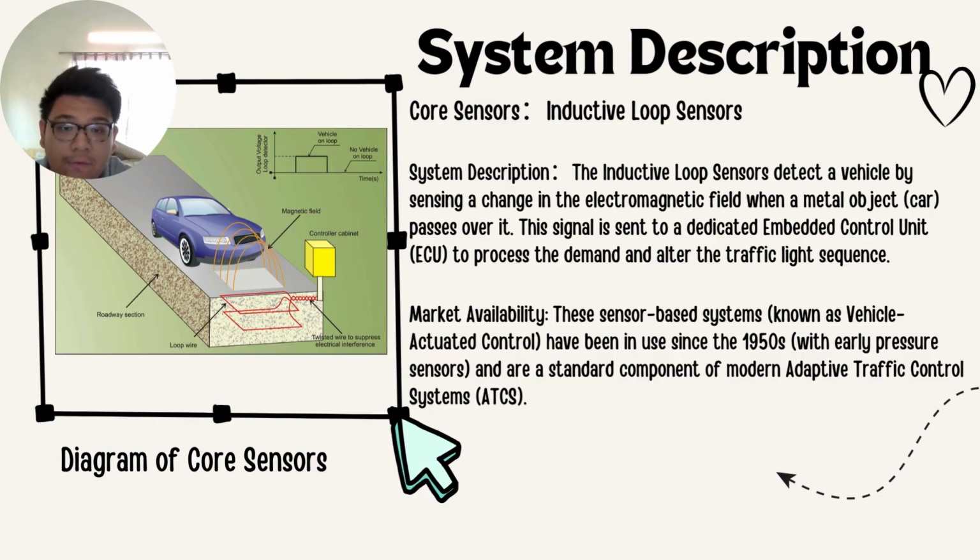The inductive loop sensor detects a vehicle by sensing a change in the electromagnetic field when a metal object passes over it. The signal is sent to a dedicated embedded control unit (ECU) to process the demand and alter the traffic light sequence. These sensor-based systems have been in use since the 1950s and are a standard component of modern adaptive traffic control systems (ATCS).